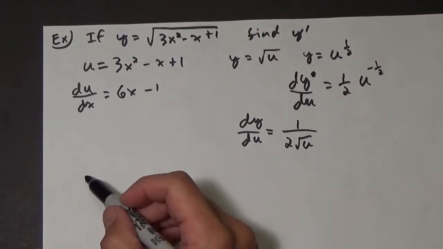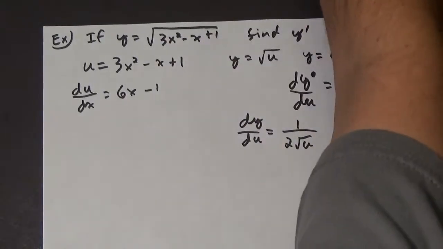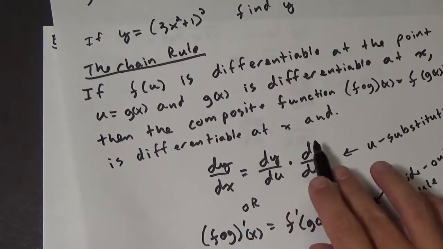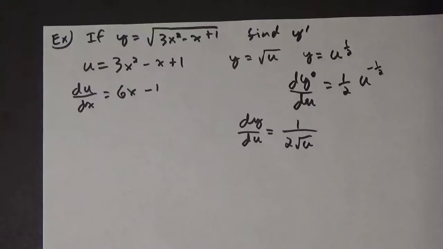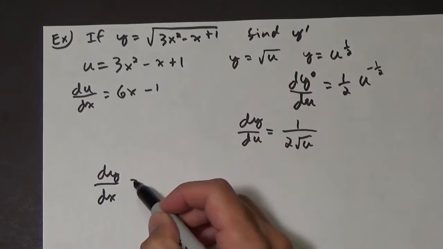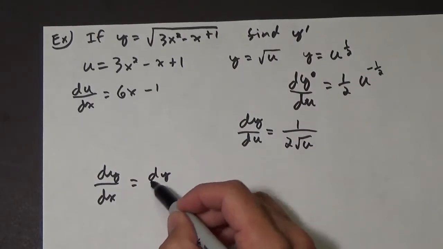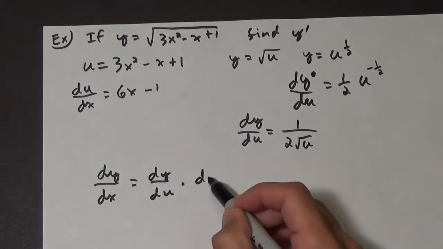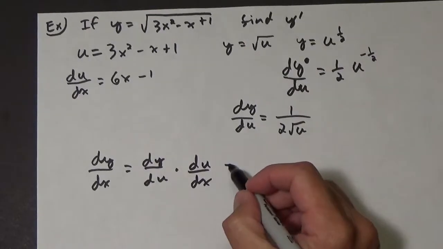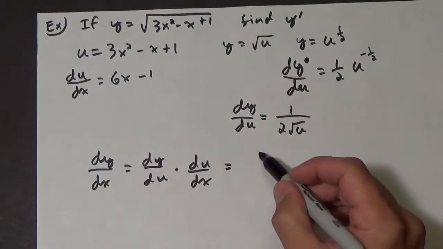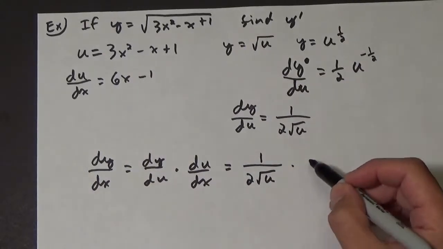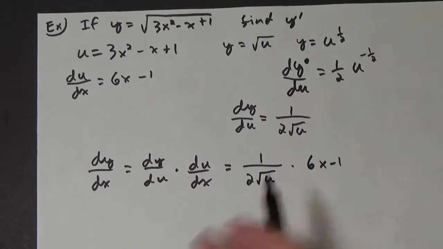So now we can go back to this. So remember, using substitution, it's dy dx equals dy du times du dx. So let's see here. Dy du is 1 over 2 times the square root of u. Du dx is 6x minus 1.